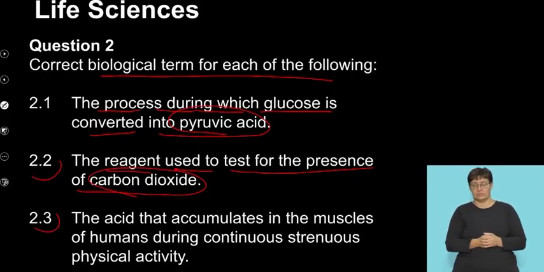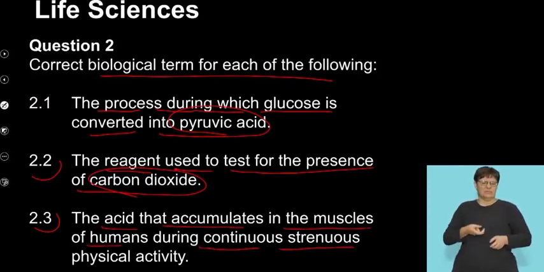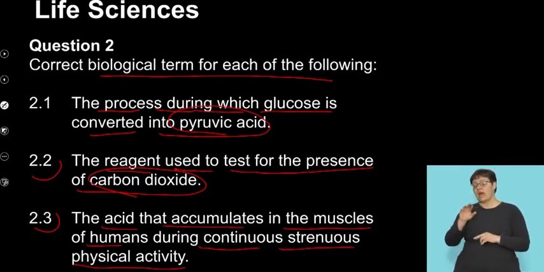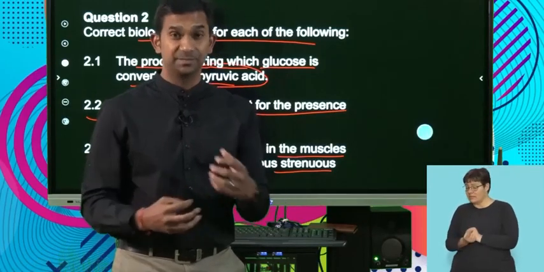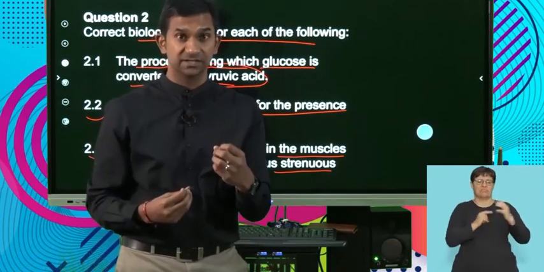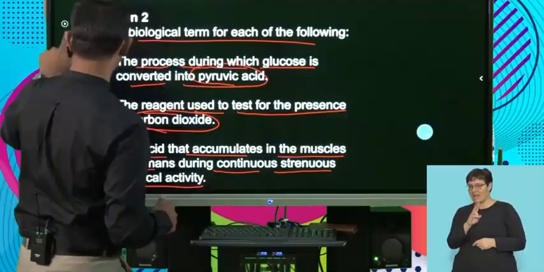Question 2.3. The acid that accumulates in the muscles of humans during continuous strenuous physical activity. And we refer to that as anaerobic respiration in animal cells, where in the absence of oxygen, respiration does occur, but it builds up in muscles causing stiffness. So I hope that rings a bell. Now let's reveal those answers.